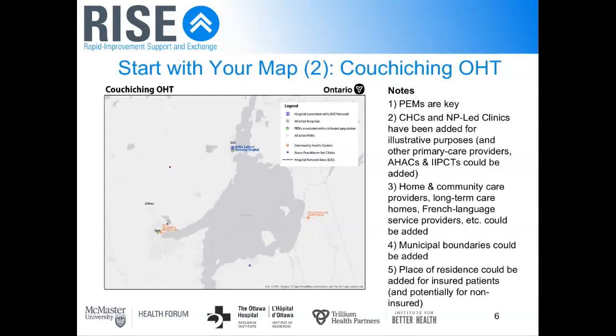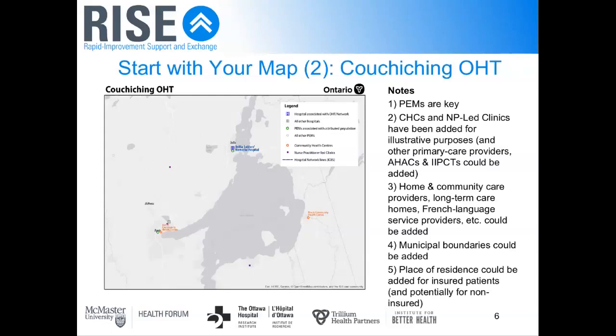Other primary care providers could be added, both at the level of individual practices and walk-in clinics, for example, similarly for Aboriginal Health Access Centers and interprofessional Indigenous primary care teams. If you added those, then you would be rounding out the picture of where primary care providers are based in your area. You could also, though, add to the map home and community care providers, long-term care homes, French language service providers, etc., to get a better feel for some of the other sectors in terms of where they're physically located.